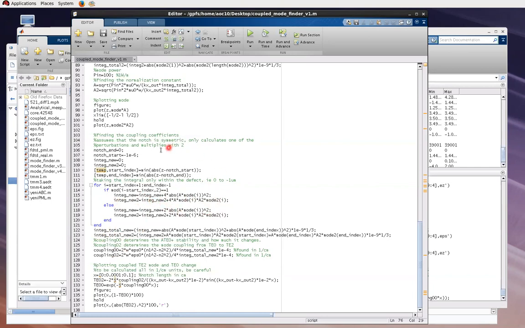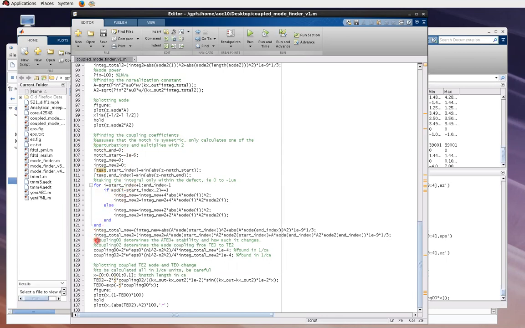So for this, we are using the same Simpson's integration technique that we had employed before. And while doing that, we have to be careful, and we have to say where the notch is starting along the z-axis and where it's ending. Okay, so in that region, it does that.